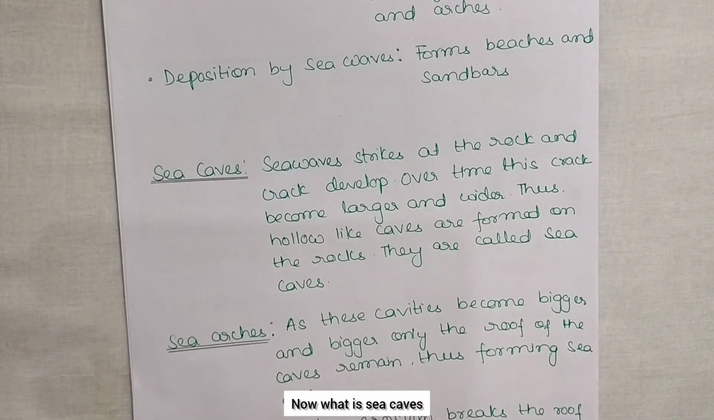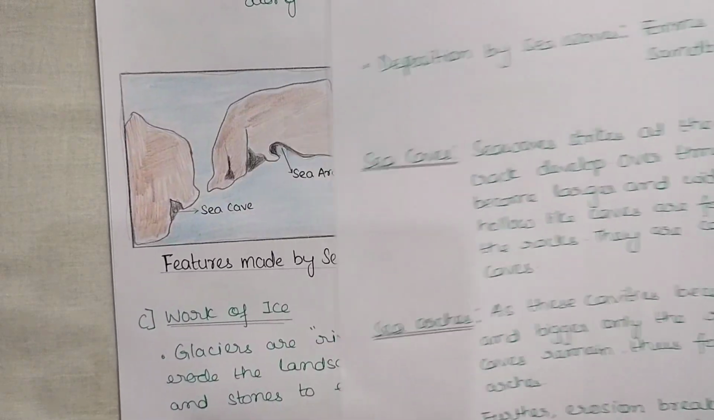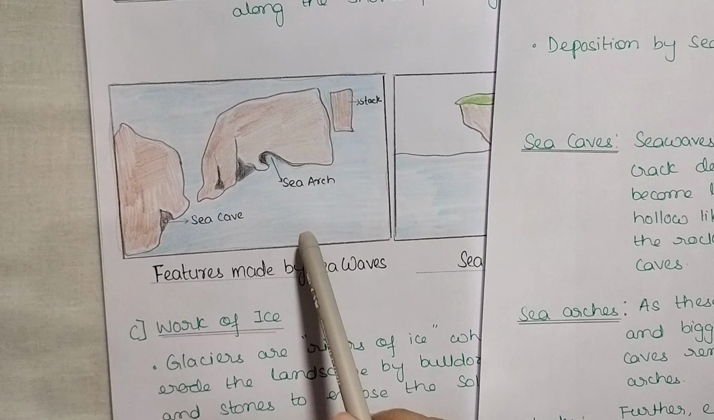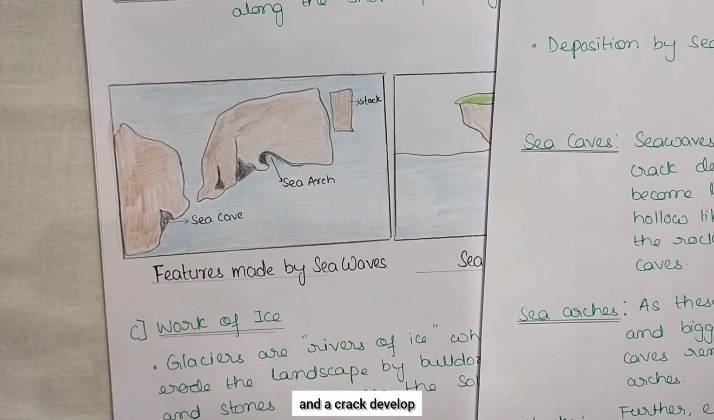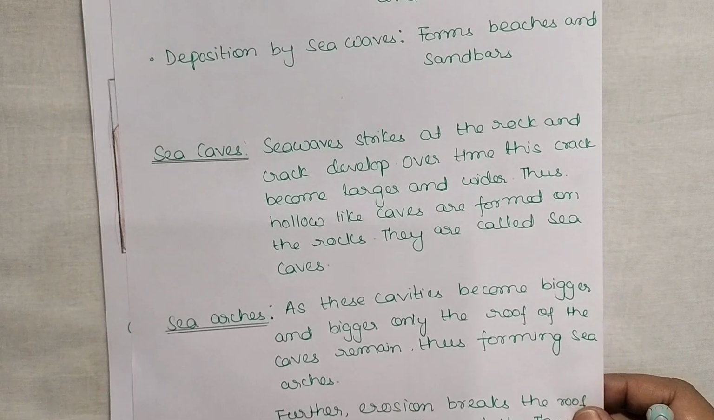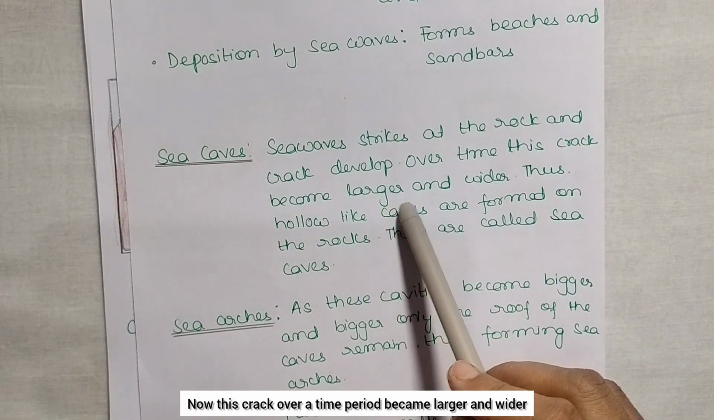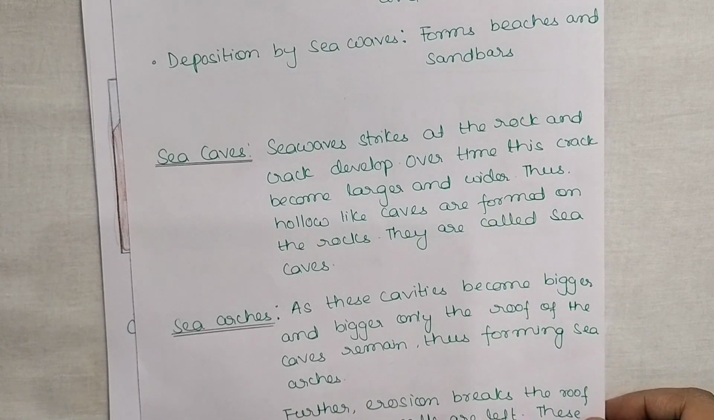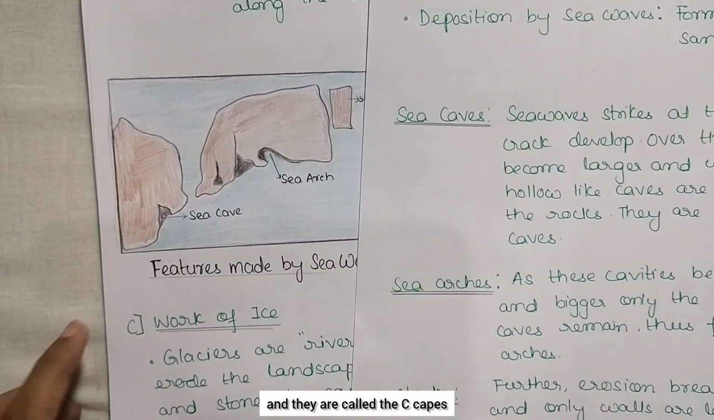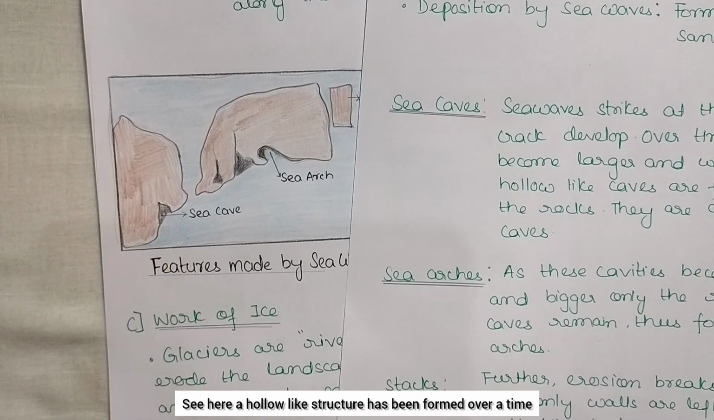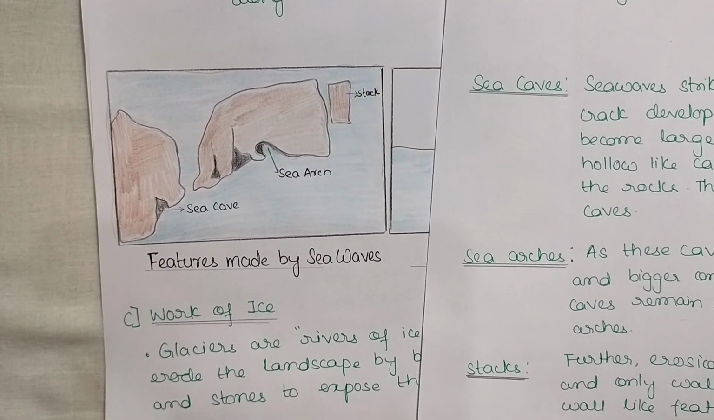Now what are sea caves? Sea waves strike at the rock and a crack develops. Over a time period this crack becomes larger and wider. Thus hollow-like caves are formed on the rocks and they are called sea caves. See here, a hollow-like structure has been formed over time, and this is known as a sea cave.